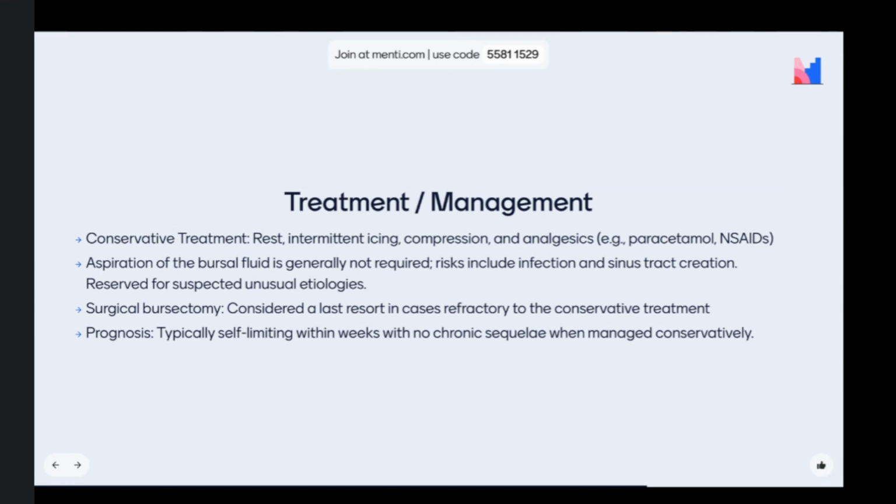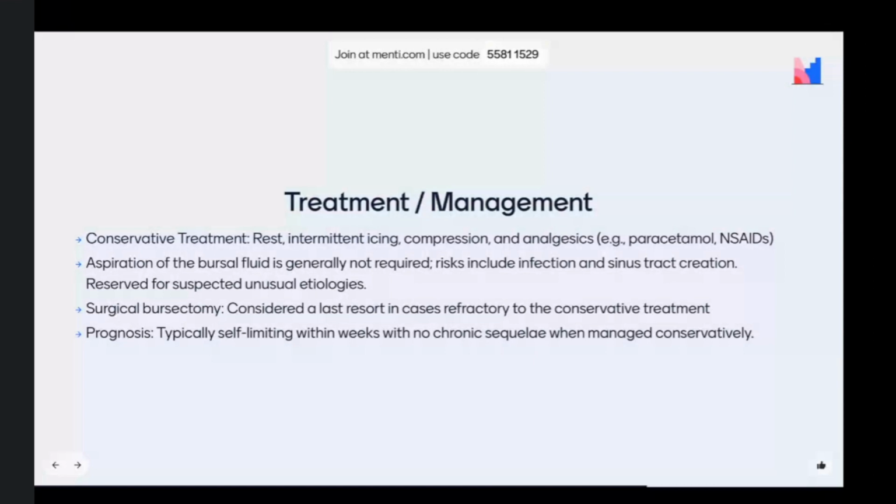First is the conservative treatment. So it's like if you know the RICE, but without the I. So there's R for rest, I for intermittent icing, and C for compression. And then there are the analgesics like paracetamol and NSAIDs. So this is the conservative treatment and the treatment that is most used in this condition.